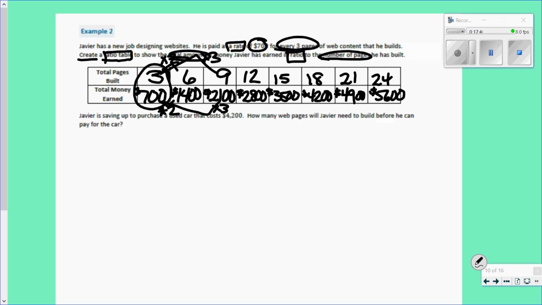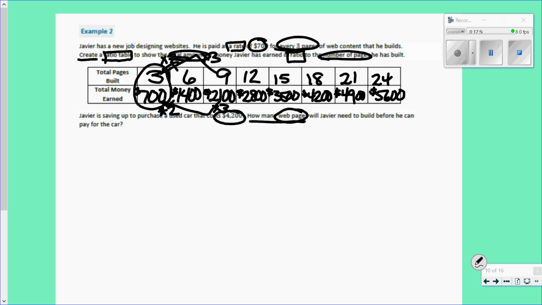Now we're going to get to the next question. Javier is saving up to purchase a used car that costs $4,200. How many web pages will Javier need to build before he can pay for the car? So there's our question. How many web pages will he need to do?